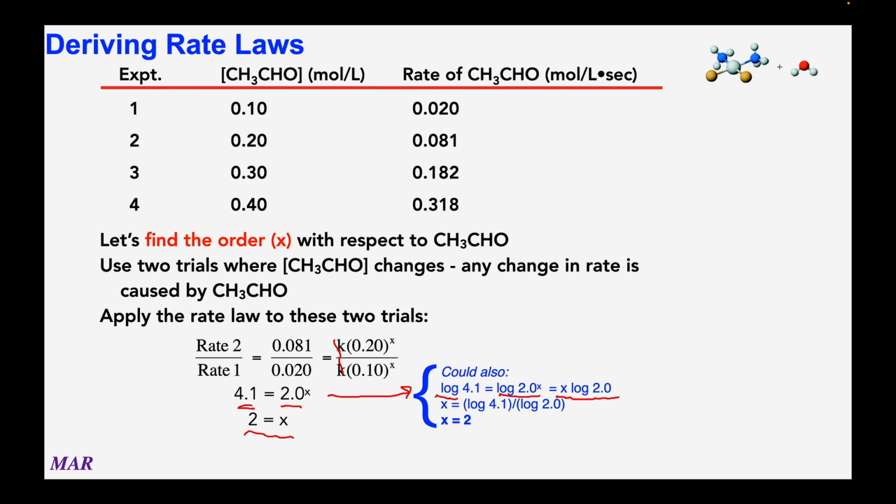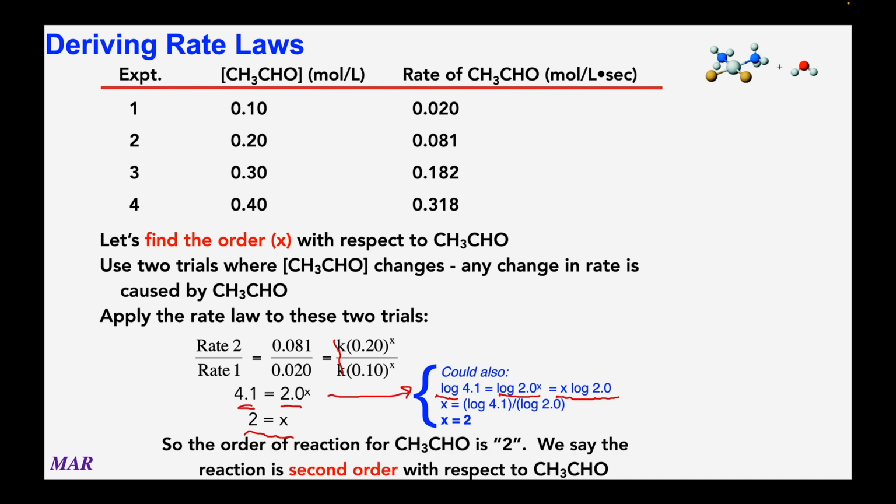So either way works great here. Use the way that works fine for you. We're going to use the logarithm method in the lab, but either method is cool. Regardless of which method you use, the order of the reactant, CH3CHO, the ethanal, is 2. All right, so this is a second order reaction. It's second order with respect to the reactant, CH3CHO.